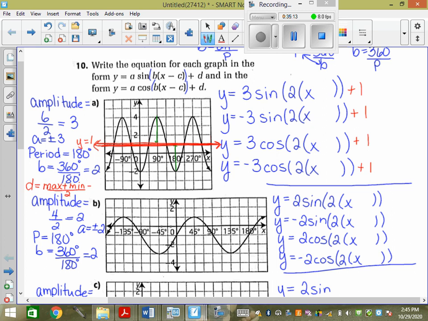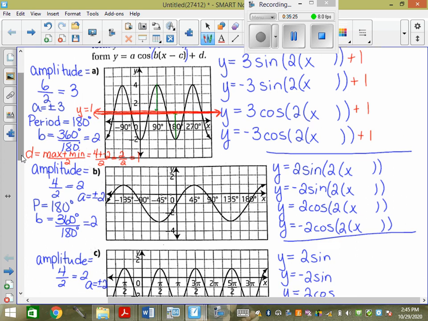So you could just go 4 plus negative 2 divided by 2, which is 2 divided by 2, which is 1. So you could physically use that formula, max plus min divided by 2, and do it that way, instead of counting down your amplitude, up your amplitude. Totally fine. Both get you the same answer. Whatever works for you. Okay? So here, I'm going to count down my amplitude of 2. I'm going to count up my amplitude of 2.